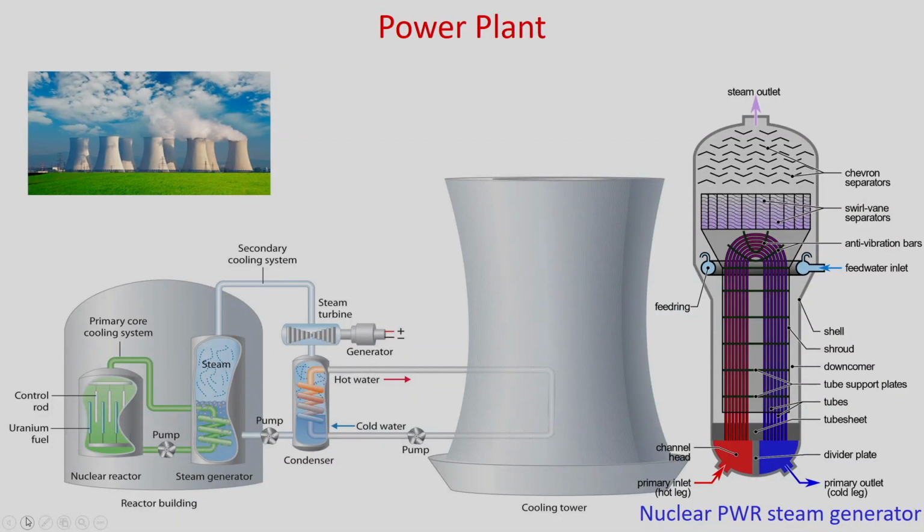So, now let us see the application of convective heat transfer in a power plant. This is one typical nuclear power plant. Here in the nuclear reactor, in this cooling system, hot fluid comes through here, and this water actually becomes steam.